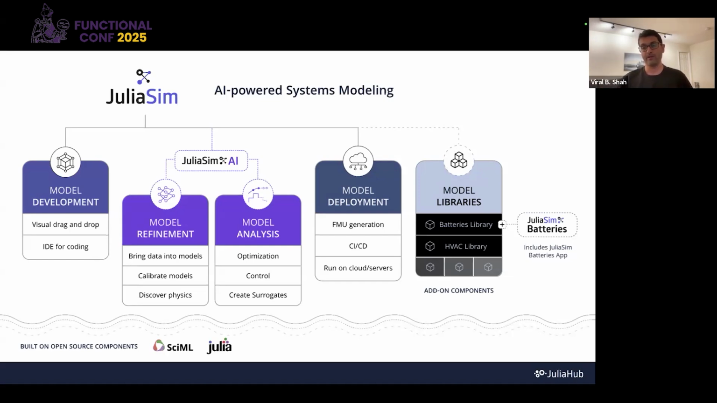And all the while we do this, we are building a suite of very high quality, high fidelity physical libraries. So we have a batteries library, we have an HVAC library, and we are building a broad list of components that users can literally just drag and drop.